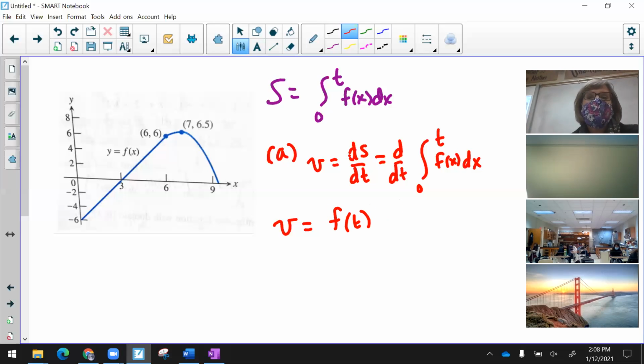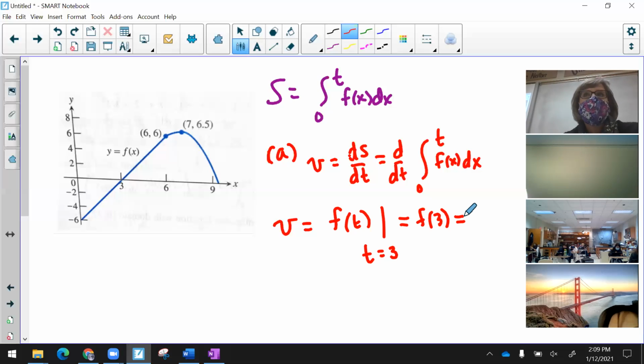So I want to evaluate this at t equals 3. What's f of 3 equal to? Kim? 0. Okay, I can just read it off the graph.